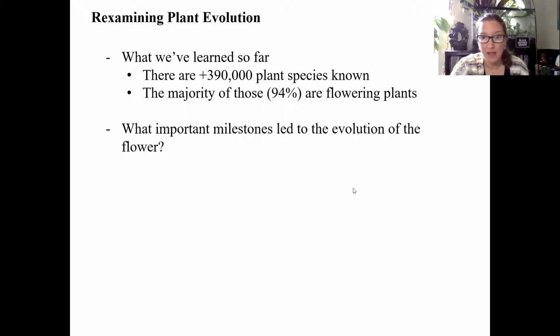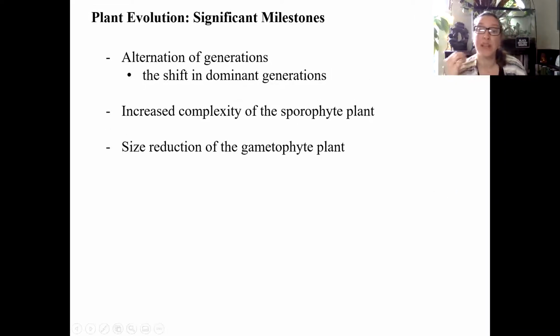So the majority of the plants are the flowering plants, which we haven't talked about so far. But we have talked about some of the steps in the evolution of plants that ultimately lead to the evolution of the flower. Here are some of those things we've already talked about in the class. Number one is all plants have alternation of generations.